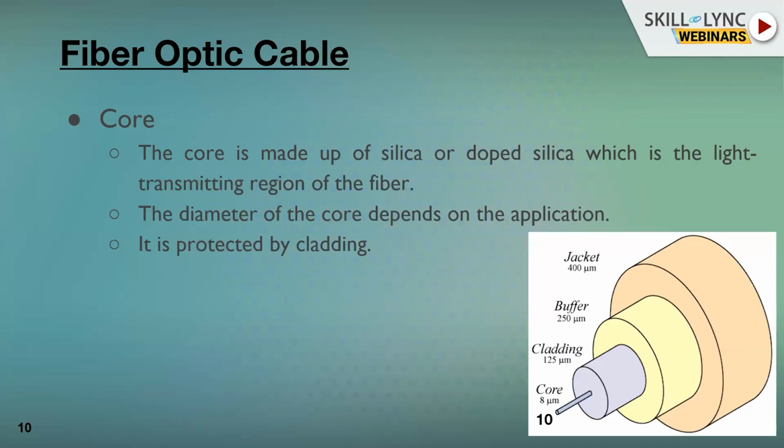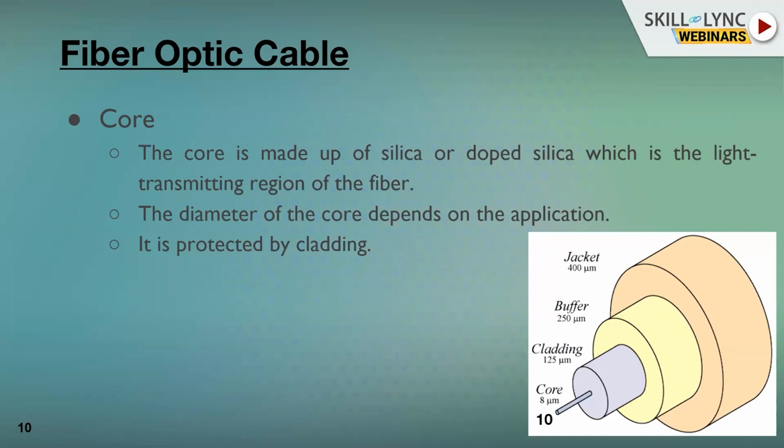So let's dive into the structure of it. A fiber optic cable is made up of components. The first one is the core, which is in the center. Then you have the cladding, which is the outer covering. Then you have the buffer coating. Then you have a jacket, which is the outer plastic layer, which is there even for the metallic cable.